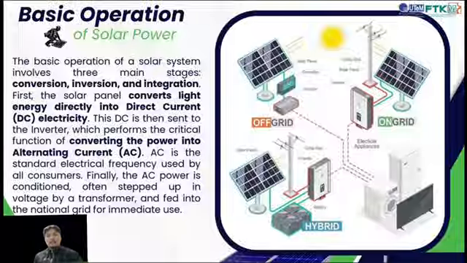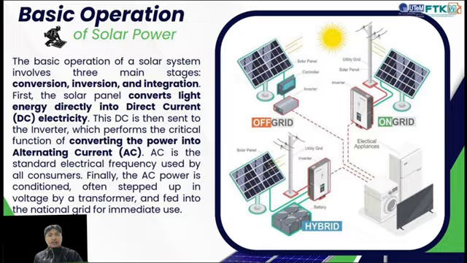Next is the inversion stage. Most of our electrical devices and the national grid operate using alternating current or AC. Because of this, the DC produced by the solar panels must be converted into AC. This conversion is handled by the inverter, which is often considered the brain of the entire system due to its importance.